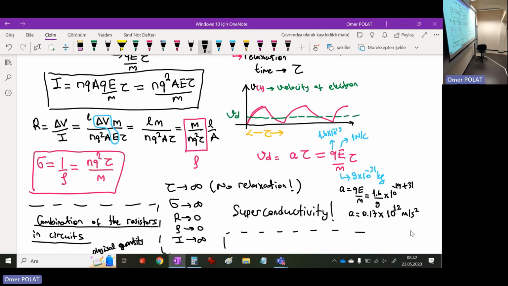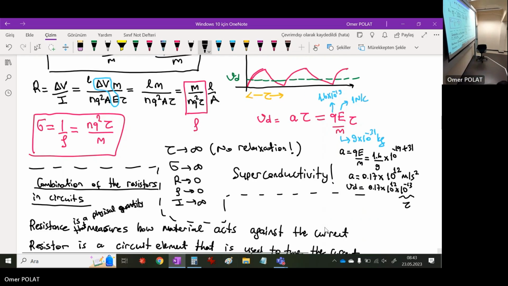Under this acceleration, electrons in free space should fly maybe at the speed of light. But the problem is collision. Yes, acceleration is huge, but there is no free space to accelerate the electron, because another electron hits it. Drift velocity is 0.17 times 10 to the 12 times 10 to the minus 13. So the speed breaks because of collisions, and this is minus 1, that is 0.017 meters per second, the drift velocity.